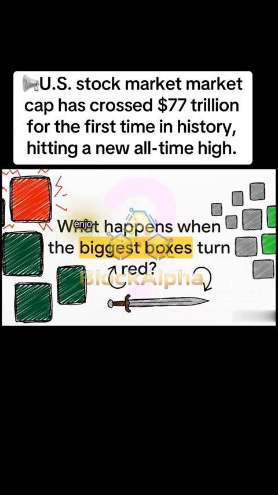We've definitely enjoyed looking at a historic sea of green today, but it leaves us with a pretty critical thought. What happens to the entire index when those massive left side boxes turn bright red? It is the double-edged sword of a top-heavy market, and that's exactly the kind of dynamic we'll be exploring next time.